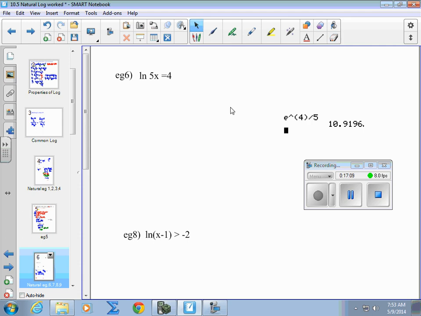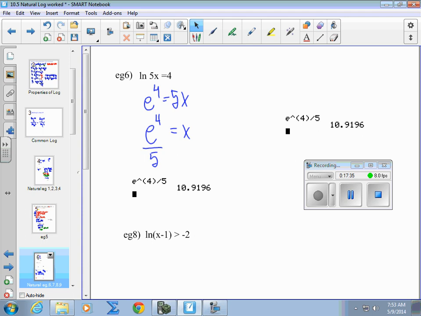All right. So example 6 says ln of 5x is equal to 4. So what's the base? What's the x? All that is 5x. So x equals e to the 4 divided by 5, which is 10.9196.